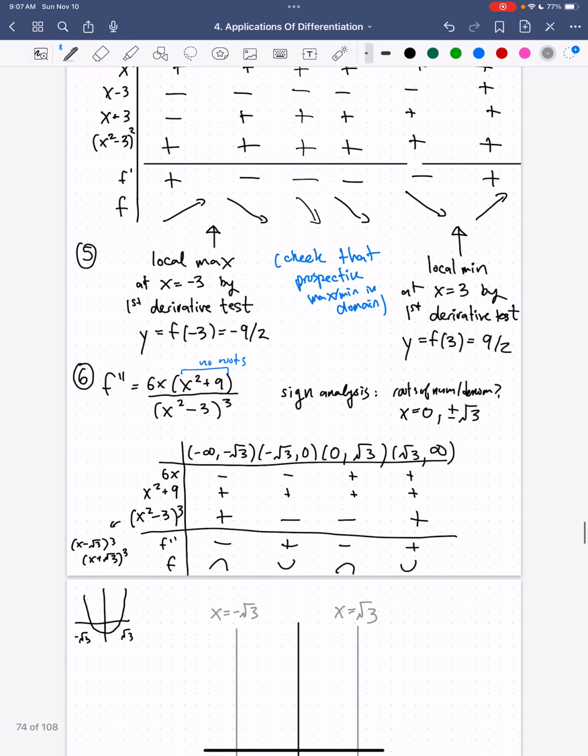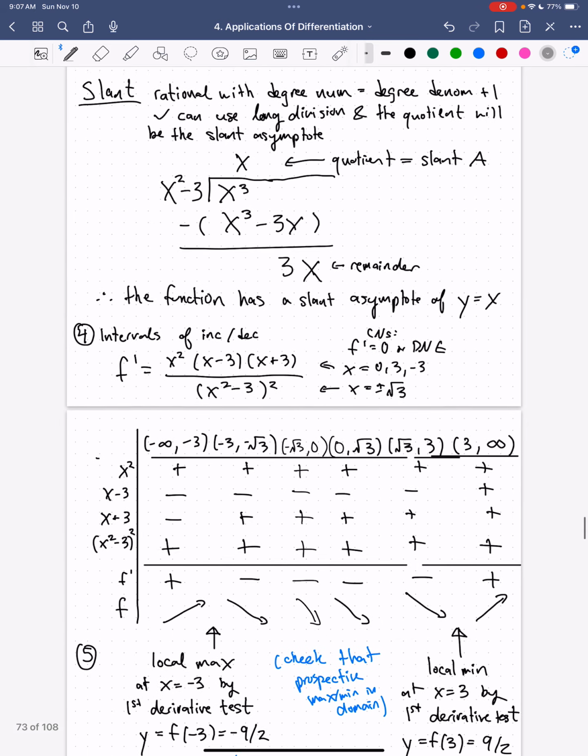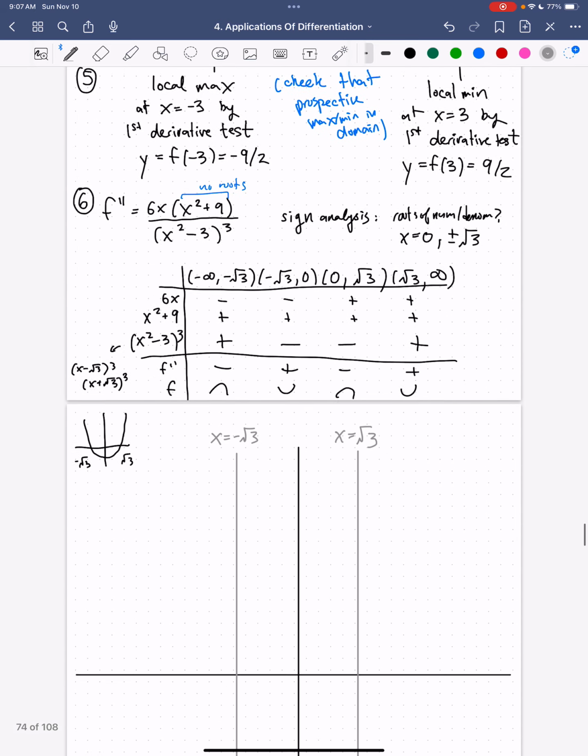And let's see, what else can we use here? We saw no horizontal asymptotes, but we did have a slant asymptote of y is equal to x. And so what we can do now is add that.